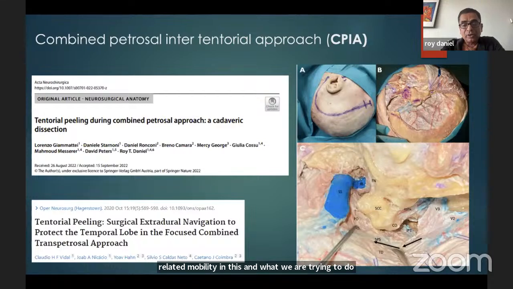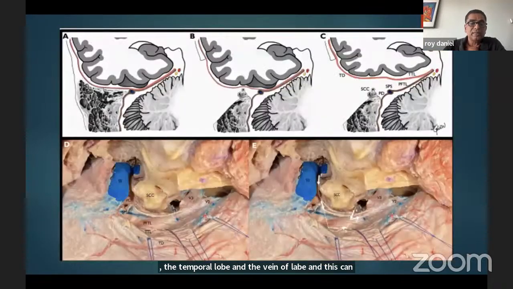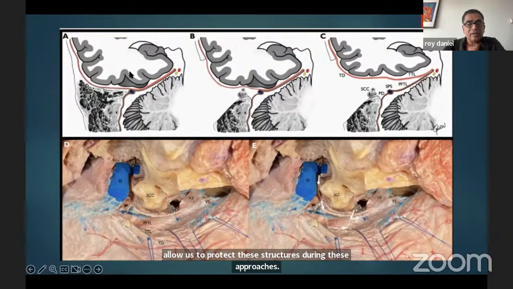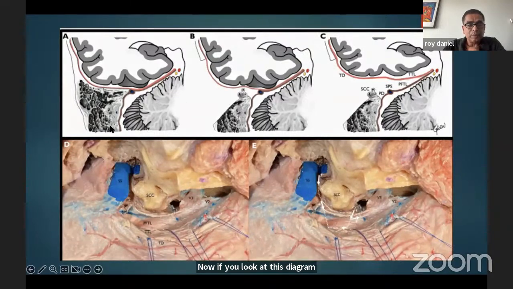It is possible to open up the tentorium like a book that will cover the areas at risk, the temporal lobe and the vein of Labbé, and this can allow us to protect these structures during these approaches. Now, if you look at this diagram carefully, these are coronal images, and that's the petrous bone there. This is the temporal lobe, the cerebellum, and that's your superior petrosal sinus.